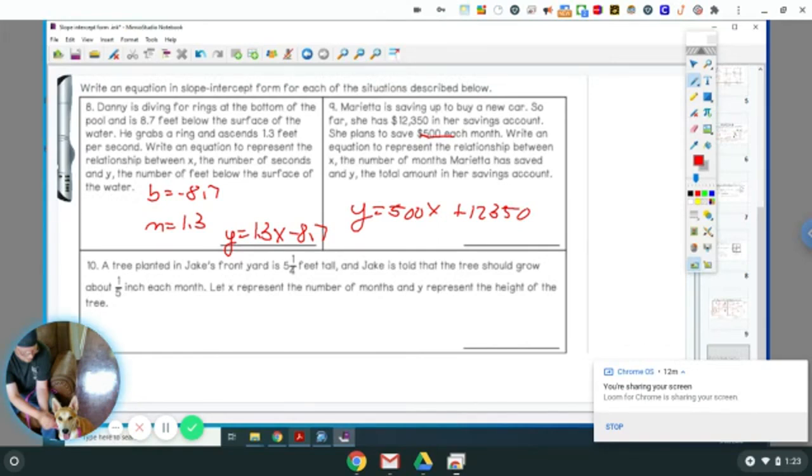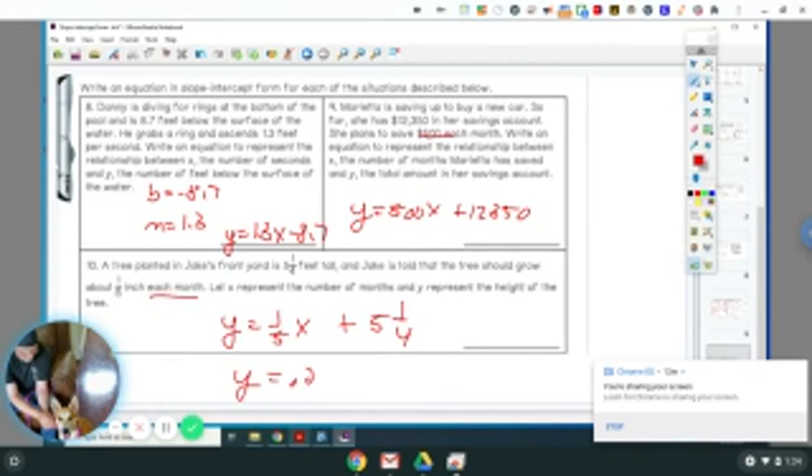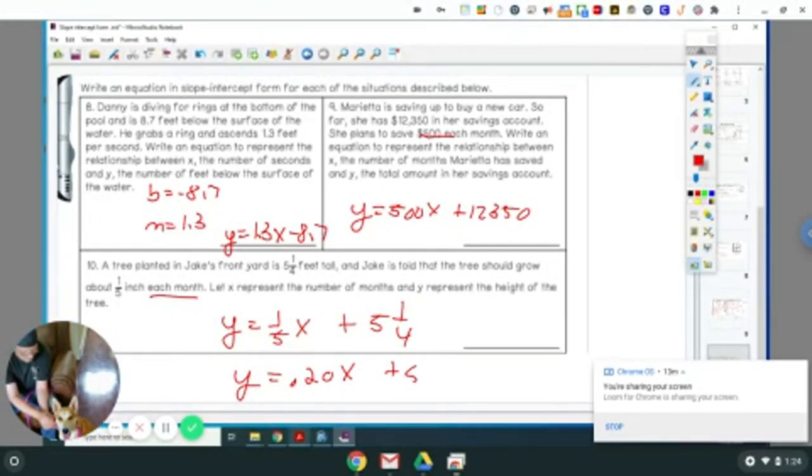A tree planted in Jake's front yard is 5.25 feet tall. Jake is told that the tree should grow a fifth of an inch each month. Let x represent the number of months and y represent the height of the tree. So y is equal to 1/5 x, because that's how much it grows each month, plus the height it was already previously. You can always make this into decimals if you want. You can write y is equal to 0.20x plus 5.25.